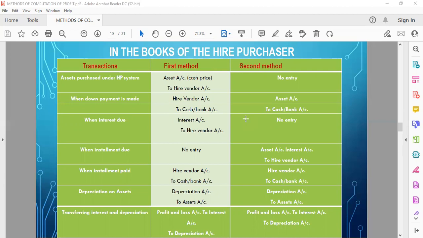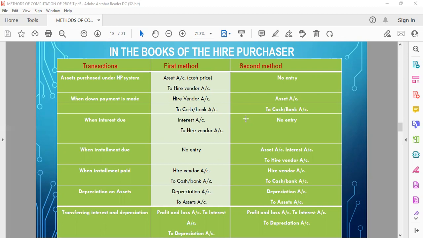Then we can see the next transaction when installment due. The first method no entry, but in the second method asset account or interest account debtor to hire vendor account. The next transaction is when installment paid. In the first method, hire vendor account debtor to cash or bank account, and in the second method also hire vendor account debtor to cash or bank account.